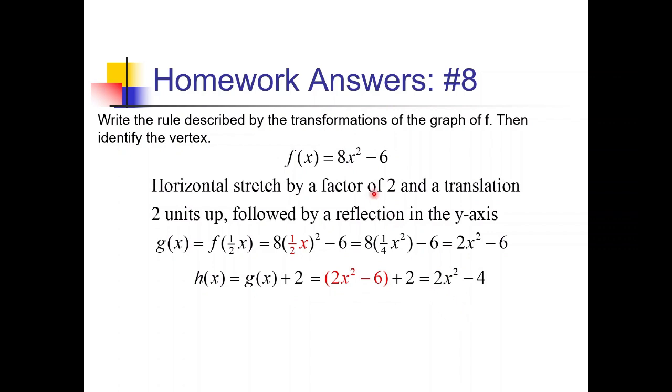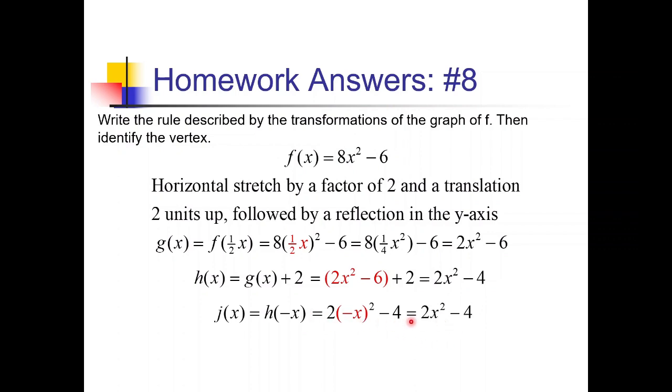And then finally, I need to reflect this thing in the y-axis. So I'm going to create a j function. And j is just going to be h of negative x. If I want a horizontal reflection, I have to negate the x in there. So I'm going to have then 2 times (negative x) squared minus 4. But if I square negative x, I just get positive x squared. So this is still just going to be 2x squared minus 4.